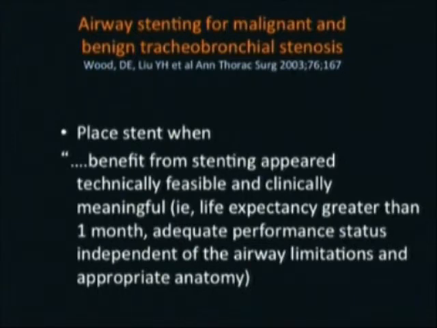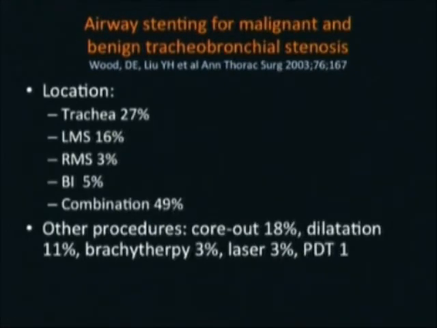Airway stenting for malignancy and benign tracheobronchial stenosis. When to place a stent. So benefit from stenting appears technically feasible and clinically meaningful. The patient has to have an estimated survival of more than a month to be using those expensive equipment. Usually stents are placed in the main bronchus or the trachea. Okay, you don't put stents in the segmental or in the lower bronchus. So you'll not put a stent in the right lower lobe or right middle lobe or upper lobe. So you put it in the right main stem, left main stem, or trachea.